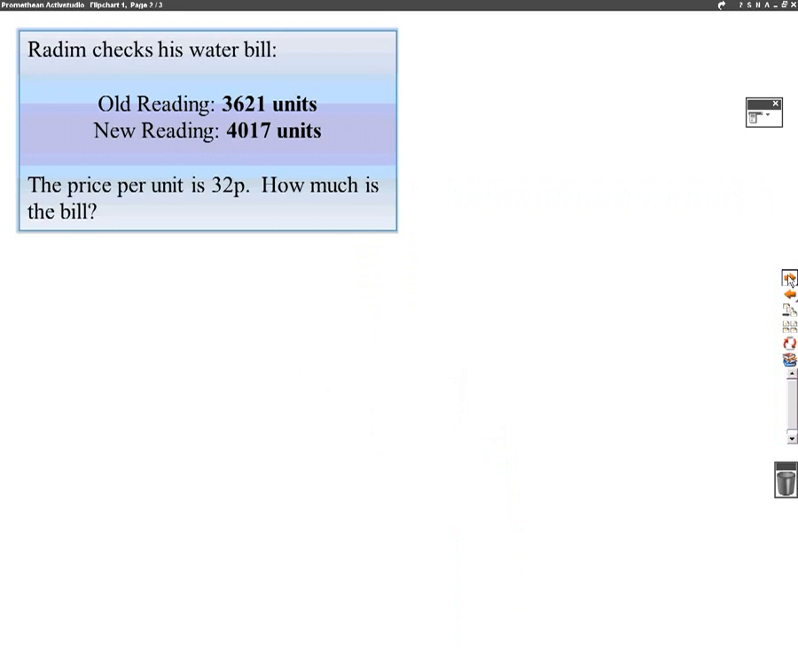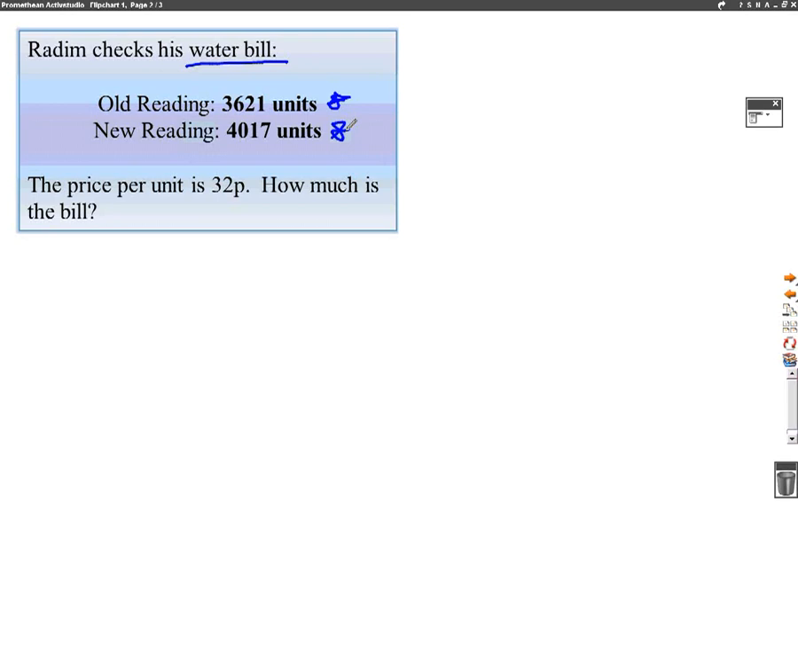The question says, Redeem checks his water bill. The old reading is 3,621 units. The new reading is 4,017 units. The price per unit is 32p. How much is the bill? So as I said, I've seen this question come up in the last couple of exams, so we wanted to look at a video on it.